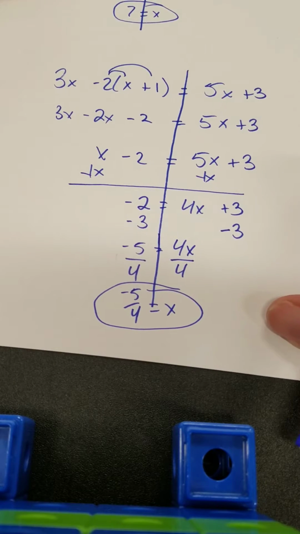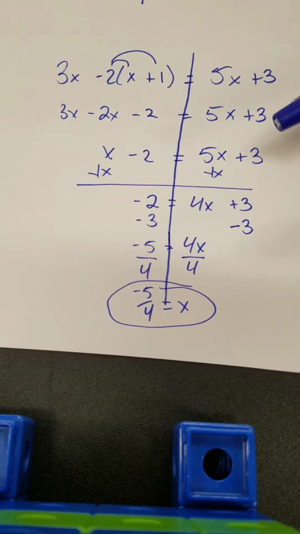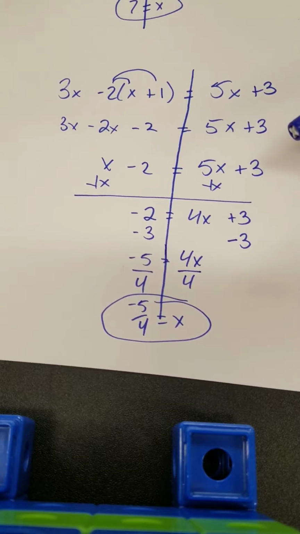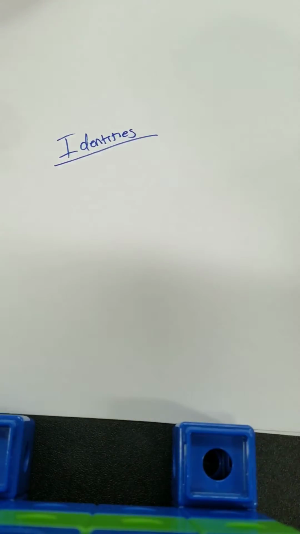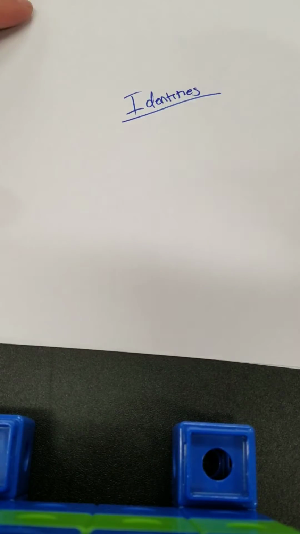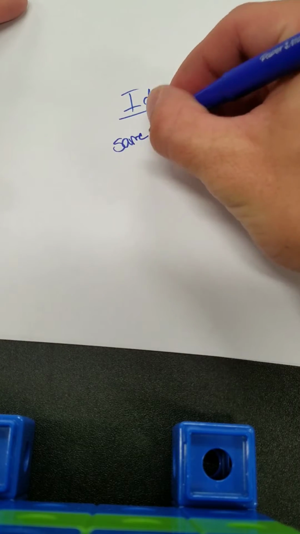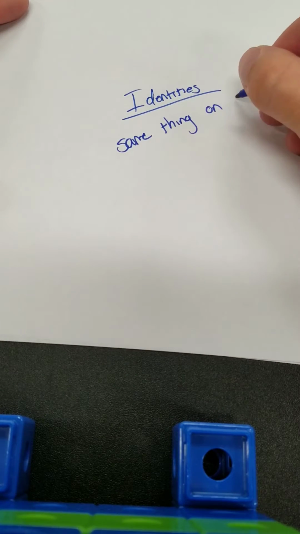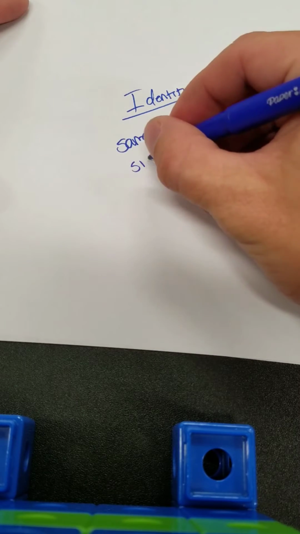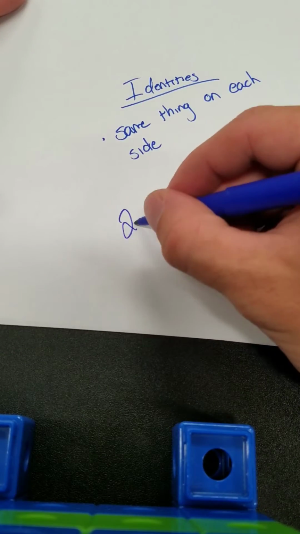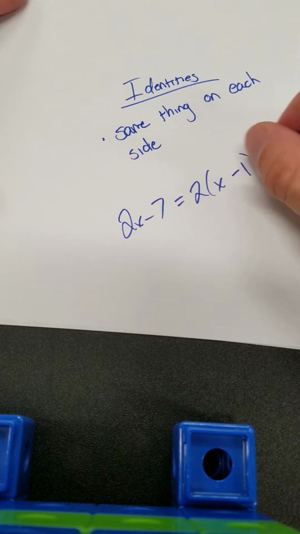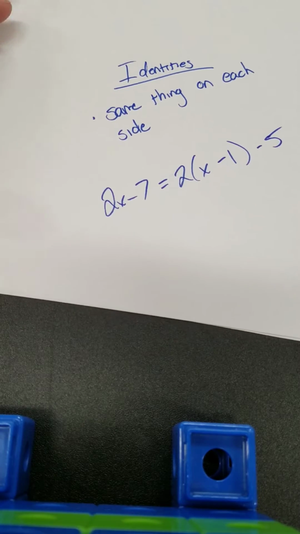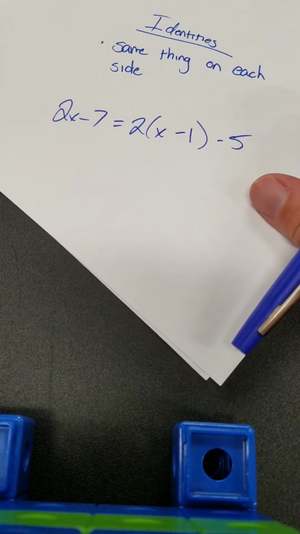Now, they're going to talk about something called identities. Identities is a fancy word for meaning the same thing on each side. So for example, let's say that I have 2x minus 7 equals 2 times x minus 1 minus 5. That way you can see it straight maybe.